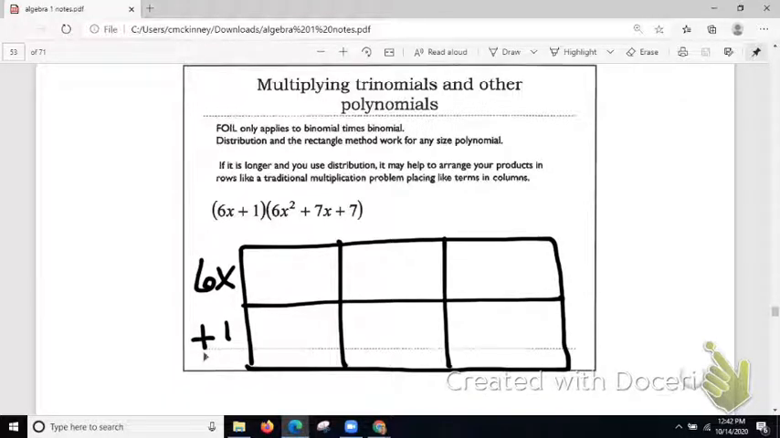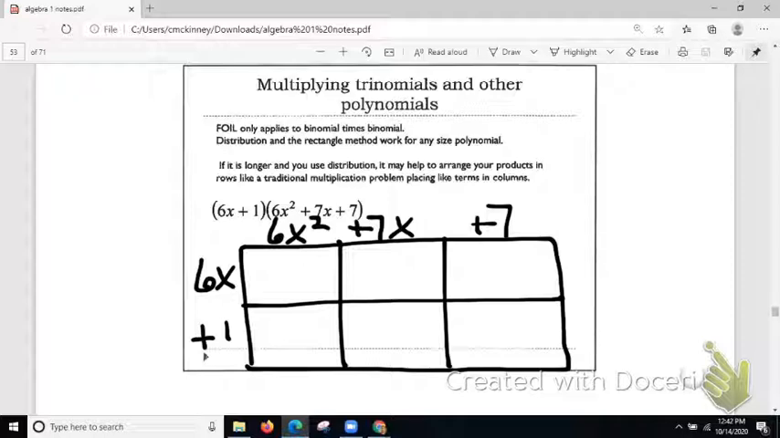I just heard one of our students' son yesterday say that he did arrays. And so these rectangles for multiplication might kind of remind you of an array for multiplication. So 6x squared, 7x, and 7, and these are positive. And then again, it doesn't matter what order. I still kind of start with the top left personally, but you could start anywhere as long as you follow to get the right ones in the box.